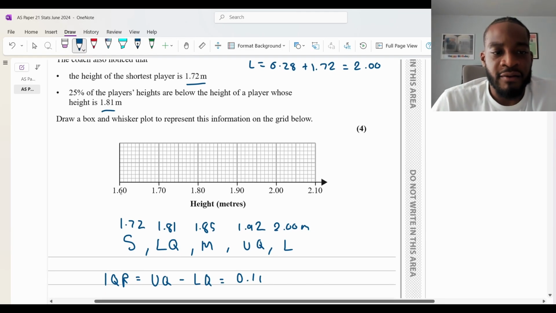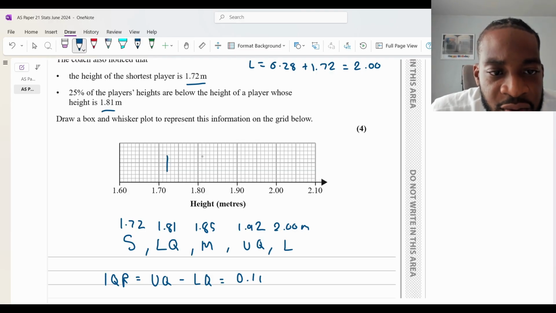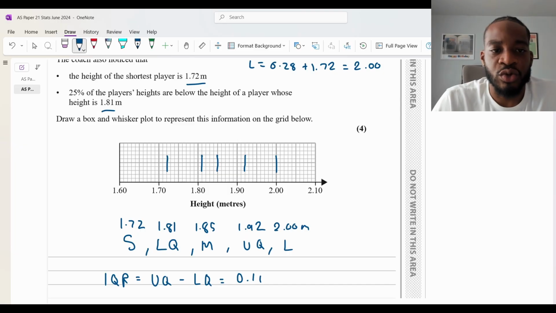So, 1.72, it goes up in 0.01. So that's fine. That is going to be over there. 1.72 is going to be over there, and then 1.81 is going to be over there, isn't it? Like that. 1.85 is in the middle, like that. 1.92 is going to be 2 after 1.9, which is there, and then 2 meters is obviously there. And then now we just draw the box like this, like that, and then obviously draw lines like that.